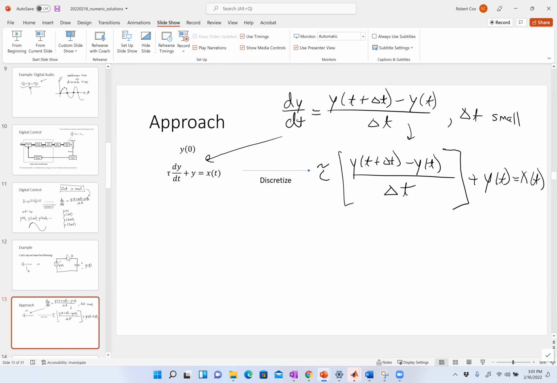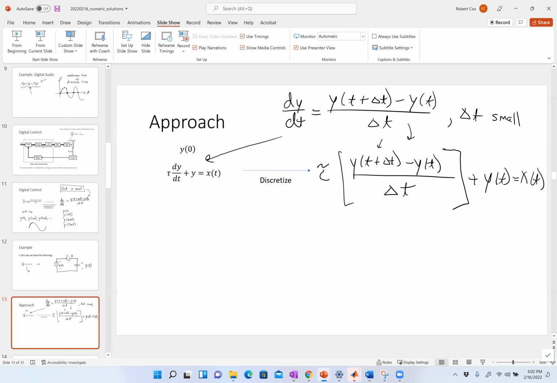Okay. Now at this point, I've taken a differential equation and turned it into an algebra equation. When I say I turn it into an algebra equation, if I think about this, y of t plus delta t is a variable. Right? Y of t is a variable. So I can rearrange this and find a way to solve for y of t plus delta t. So let's do that.